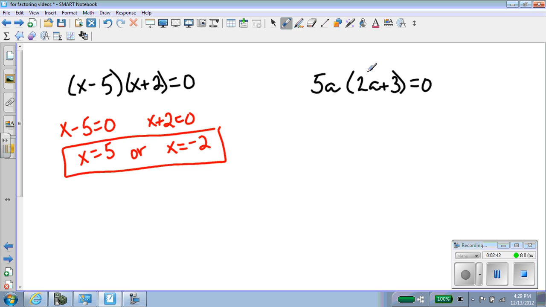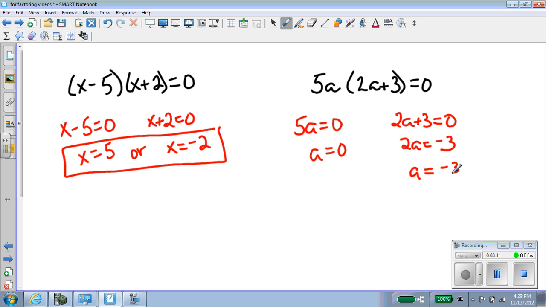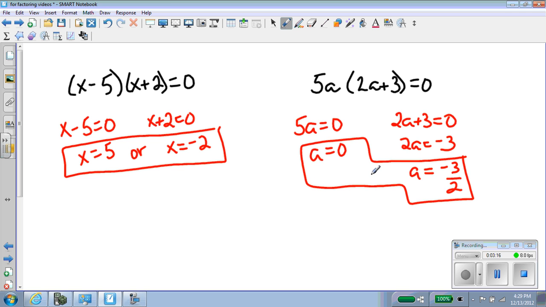Okay, let's go again. 5a times the quantity 2a plus 3 equals 0. Well then, either 5a equals 0 or 2a plus 3 equals 0. So this would mean either a equals 0 or 2a equals negative 3, a equals negative 3 halves. Those are my two solutions.